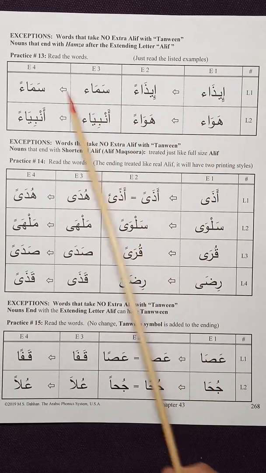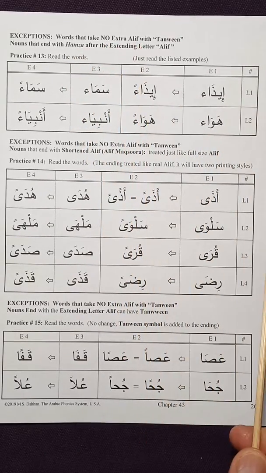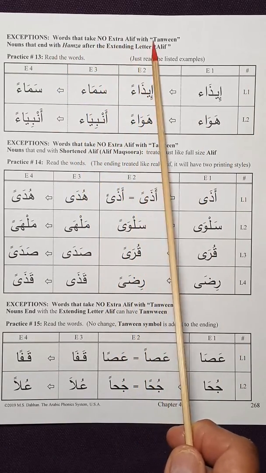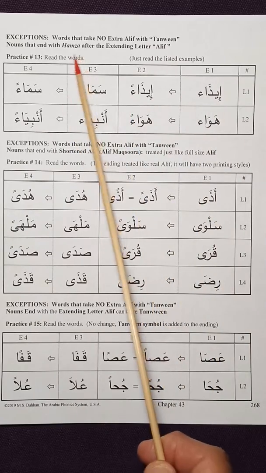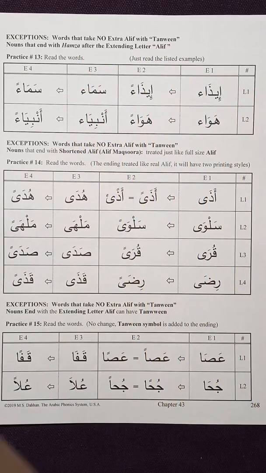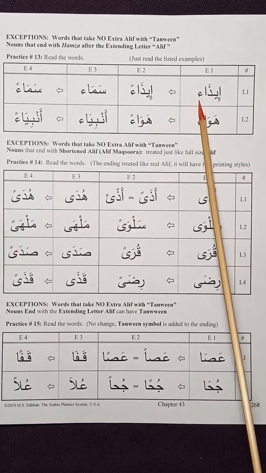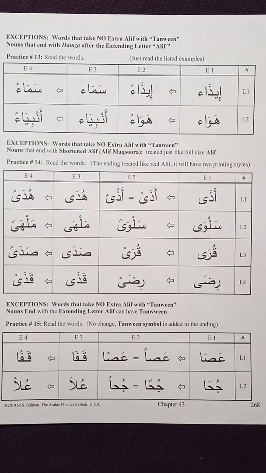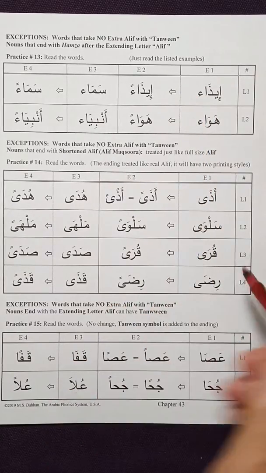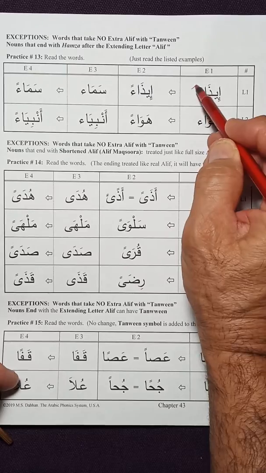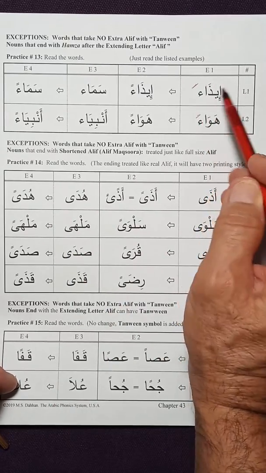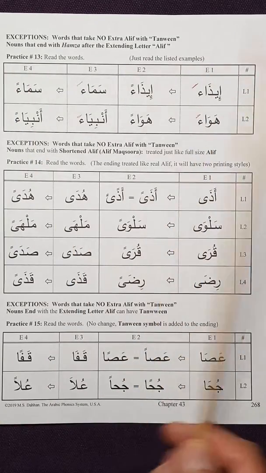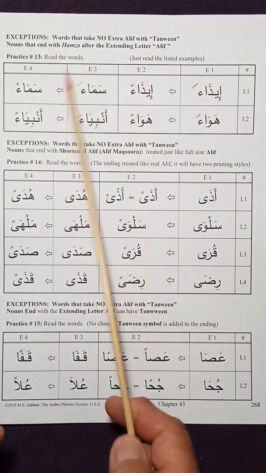Okay, here we go. A word that takes no extra alif with tanween. What's the situation? Hamza after the extending letter alif. We have hamza coming after. Let's put it like this: هواء, سماء, الأنبياء. Okay, that'll be easy for you too. Just read the listed examples.